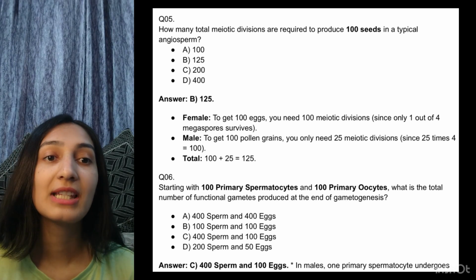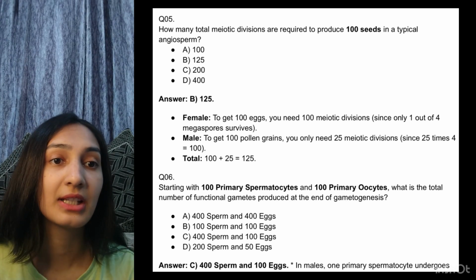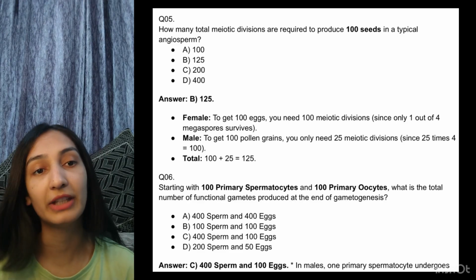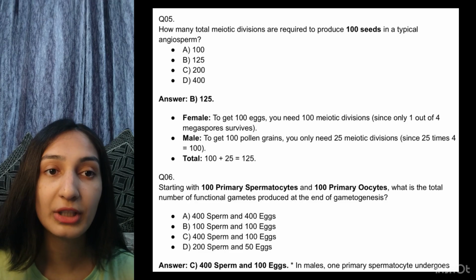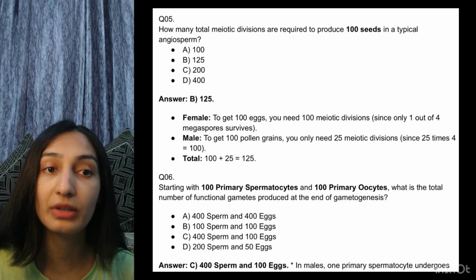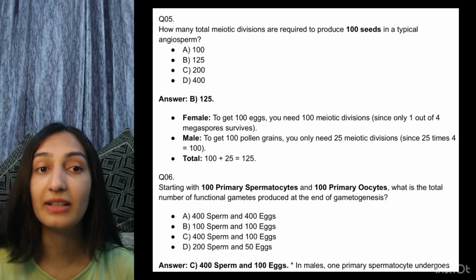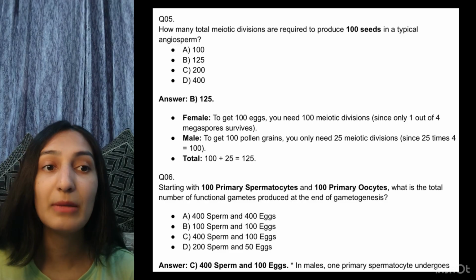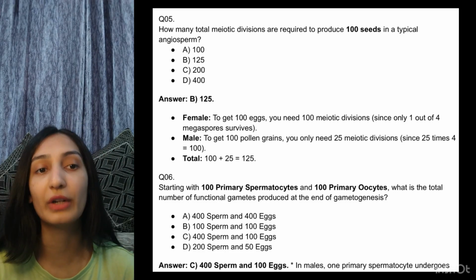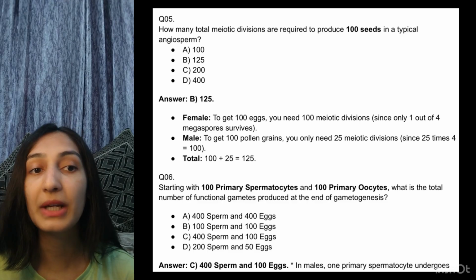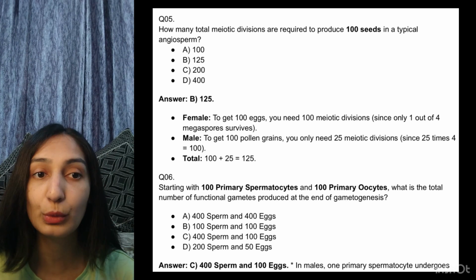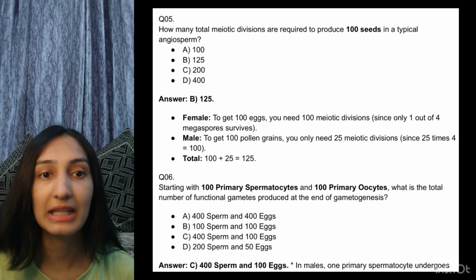The next question: starting with 100 primary spermatocytes and 100 primary oocytes, what is the total number of functional gametes produced at the end of gametogenesis? So A, 400 sperm and 400 eggs, B, 100 sperm and 100 eggs, C, 400 sperm and 100 eggs, and D, 200 sperm and 50 eggs. The right answer is C, that is 400 sperm and 100 eggs. In males, one primary spermatocyte undergoes meiosis 1 and 2 to produce 4 functional sperms. Okay. In females, one primary oocyte undergoes meiosis 1 and 2 to produce 1 functional egg and 2 to 3 non-functional polar bodies. Is that right?